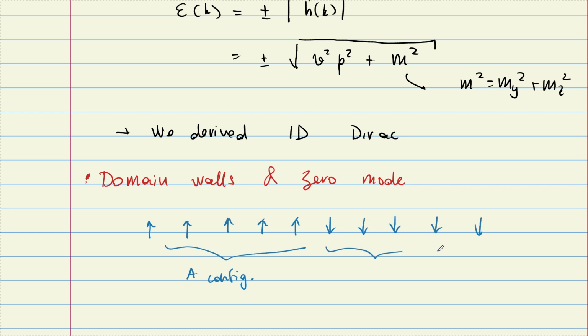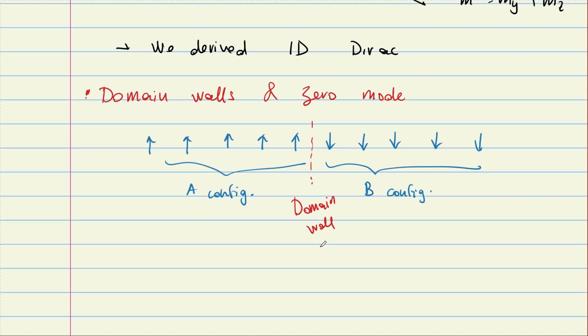So this is the B configuration. And here, the moment you made this error is called a domain wall. The reason I do up and down is that this behaves exactly like the domain wall in magnets. In magnets, you have up spin regions and down spin regions, and the boundary between them is called the domain wall.